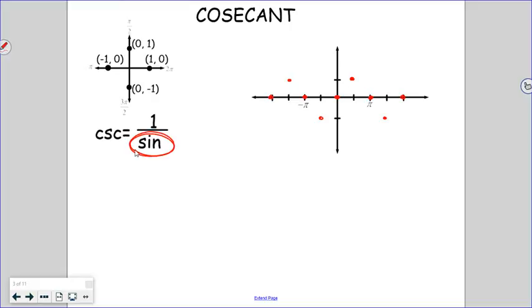Just like yesterday, every dot that hits my midline means sine has a value of 0. If I were to put a 0 in here, cosecant would be considered undefined. So at every place that it hits my midline, I draw in an asymptote. Again, very similar to yesterday.